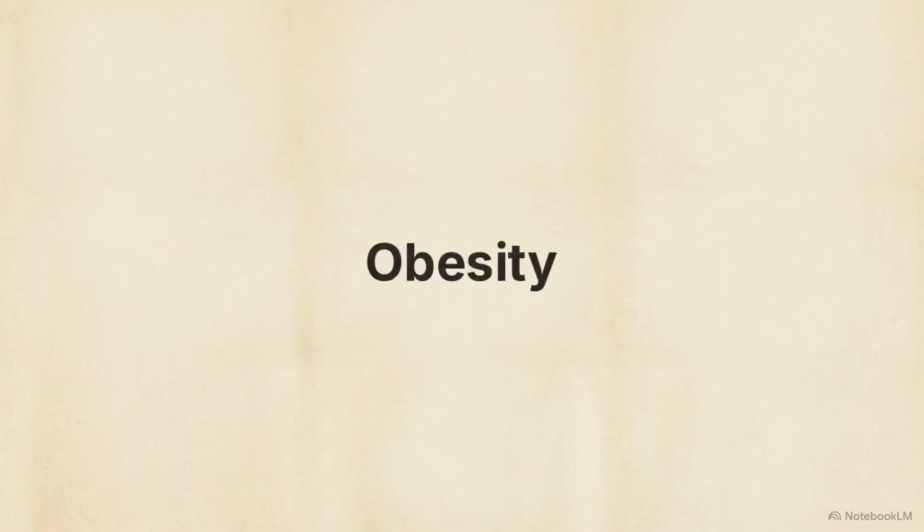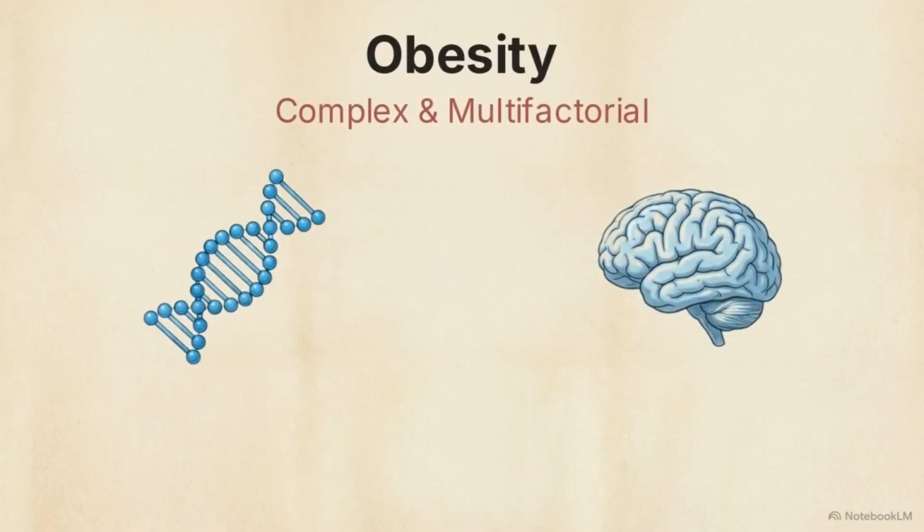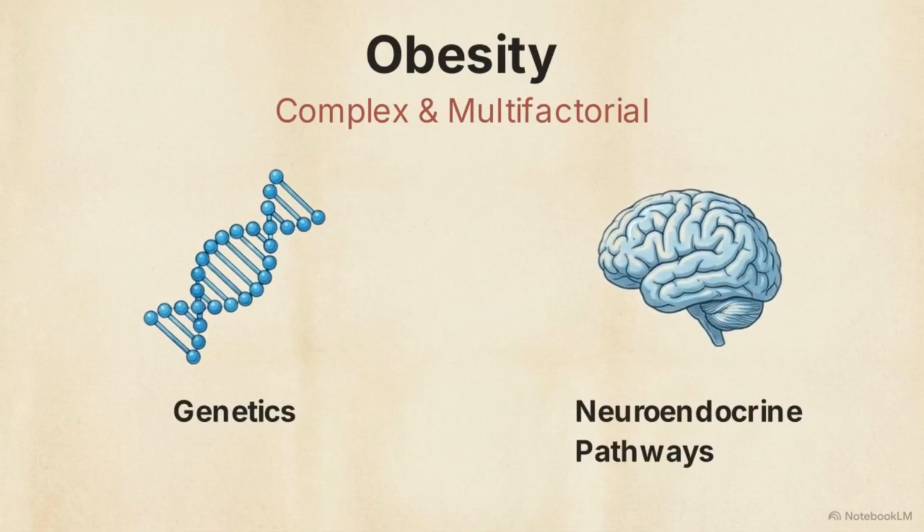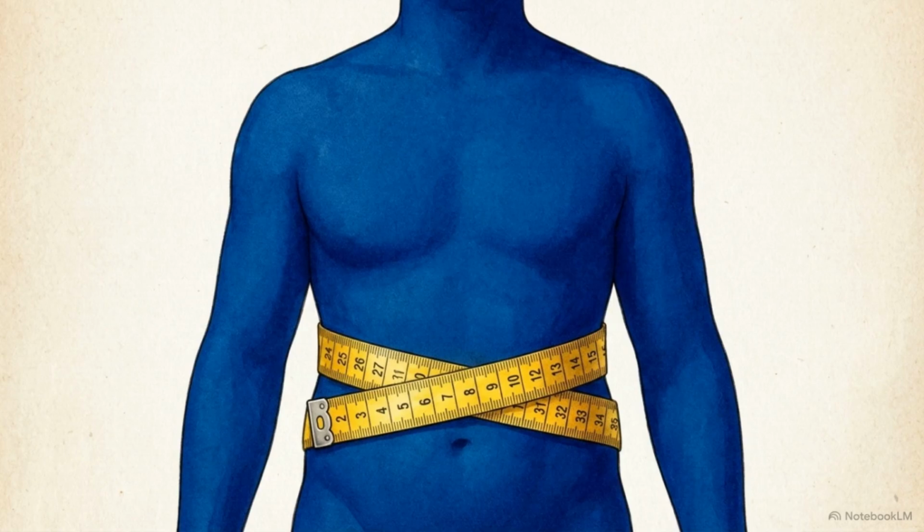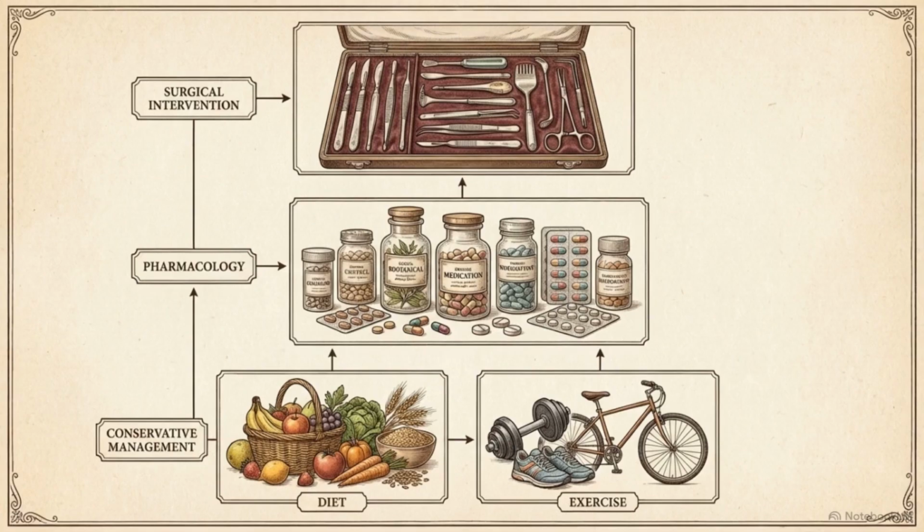Obesity is a complex, multifactorial disease driven by genetics and governed by intricate neuroendocrine pathways. Accurate diagnosis requires screening for waist circumference and specific comorbidities, and effective treatment relies on a stepwise approach, scaling from structural lifestyle modifications to nutrient-stimulated hormone-based medications and bariatric surgery.